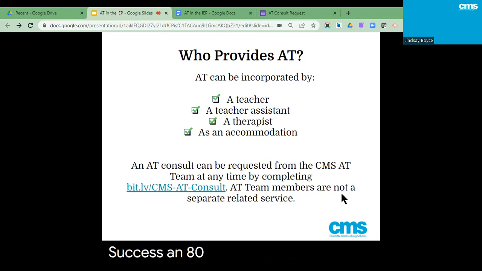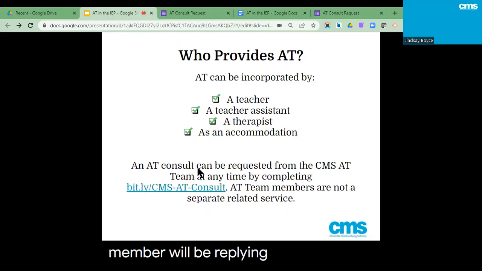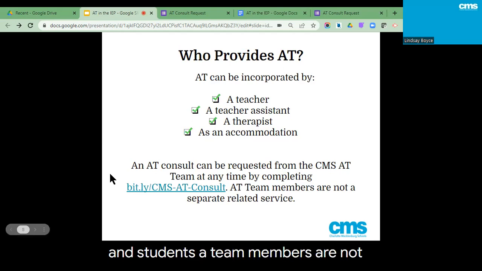An AT consult can be requested from the CMS AT team at any time by completing this Google form. Once complete, an AT member will be replying. The CMS AT team is a support to CMS staff, parents, and students. AT members are not used as a separate related service.